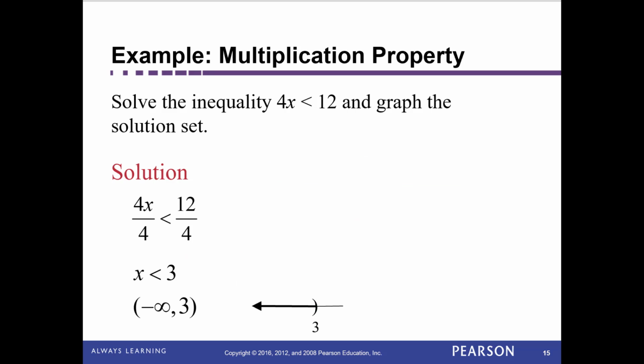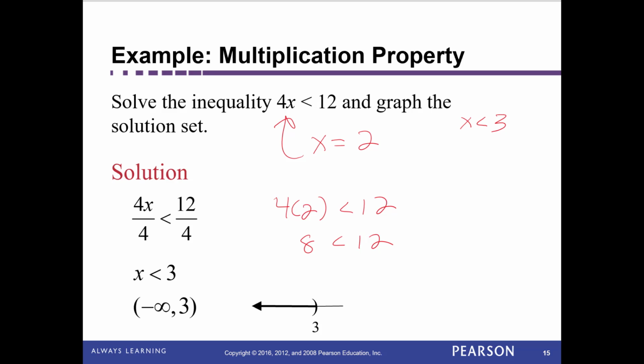Let's test that. So if I choose a value, I'm going to pick a value so that x is less than 3. So if I pick x is equal to 2, it should make the statement true. So I'll put x is equal to 2 back into this inequality. So I have 4 times 2 is less than 12. 8 is less than 12. Well, sure enough, it is.